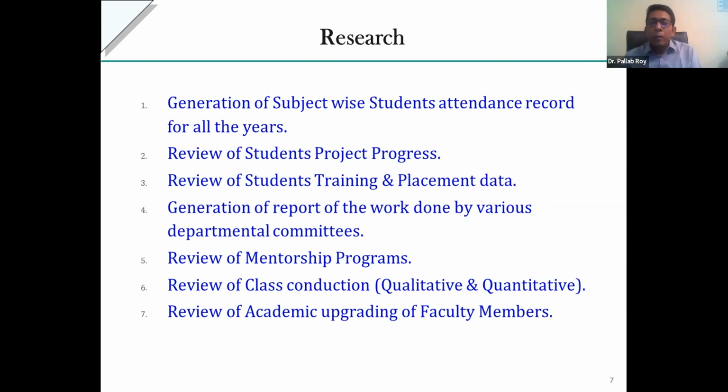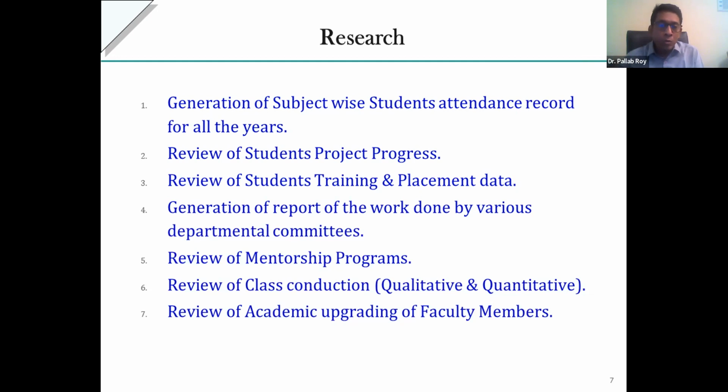The departmental committees are there, but once in a blue moon we meet together and review how much those departmental committees have acted. This time I generated the report personally to know how far the departmental committees are really active. The mentorship program is already there, but whether those mentorship programs are really applied effectively or not, I reviewed that. I also reviewed the class conduction. It was parallelly qualitative as well as quantitative.